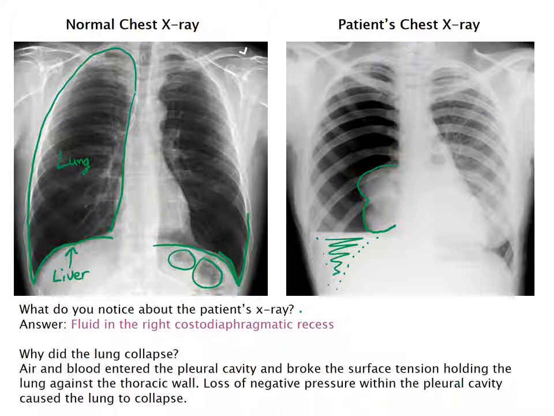This is therefore an example of a hemothorax, in which penetrating trauma, in this case a gunshot wound, has caused blood to fill the pleural space. The loss of surface tension and loss of negative pressure within the pleural space has caused the lung to collapse.